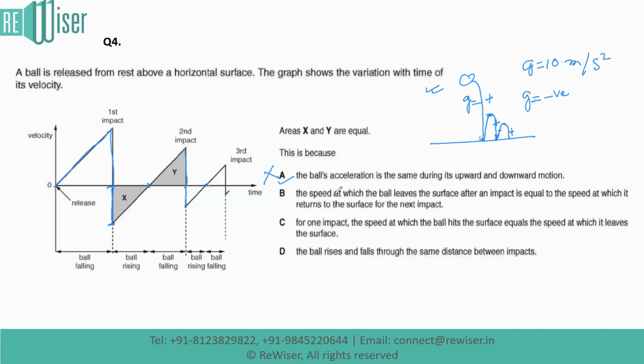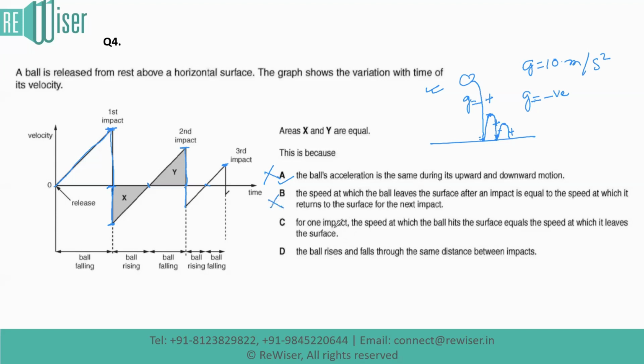Okay. Second: the speed at which the ball leaves the surface after an impact is equal to the speed at which it returns to the surface for the next impact. As you can see, it is not the same. Here the velocity is highest. Here the velocity is decreased a bit. Here it is totally decreased. So velocity does not remain the same in these three impacts. So this is also wrong.